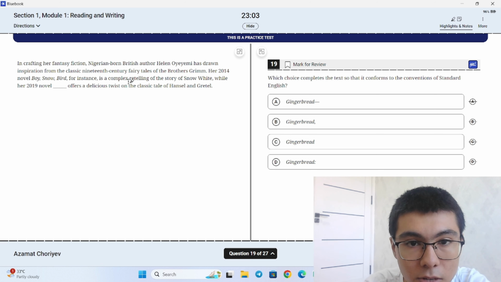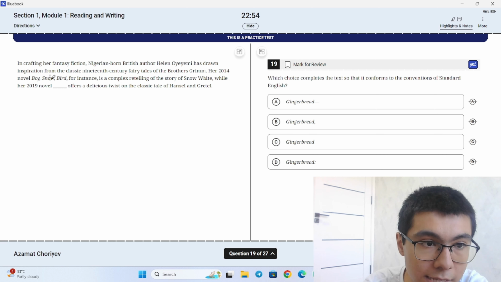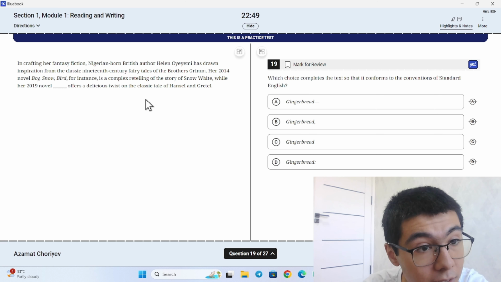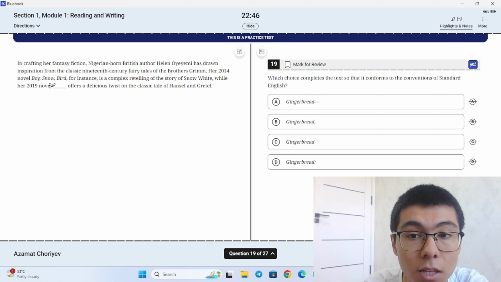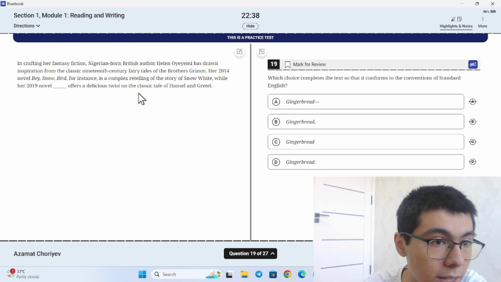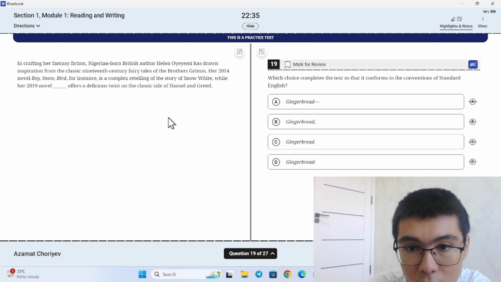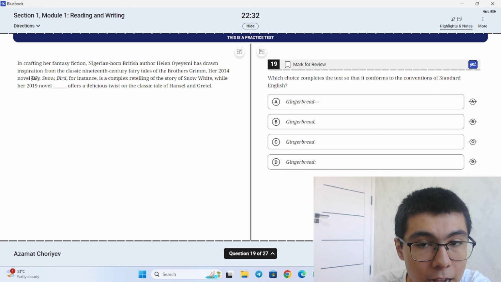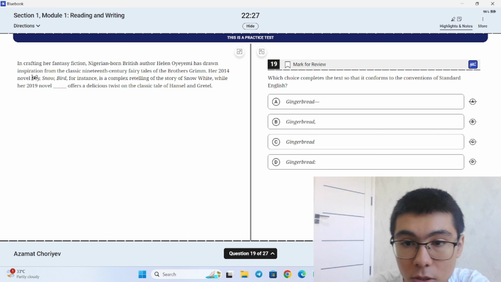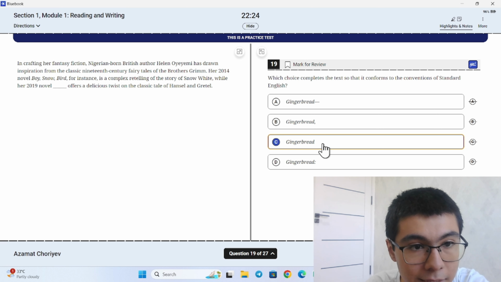It's a grammar question, so I think I can only read from this part. It's enough to read from this part. Her 2014 novel, Boy Snow Bird, for instance, is a complex retelling of the story of Snow White, while her 2019 novel, Gingerbread, offers a delicious twist on the classic tale. So here we don't have any comma between those parts of the name of a novel, so I can put Gingerbread itself here.